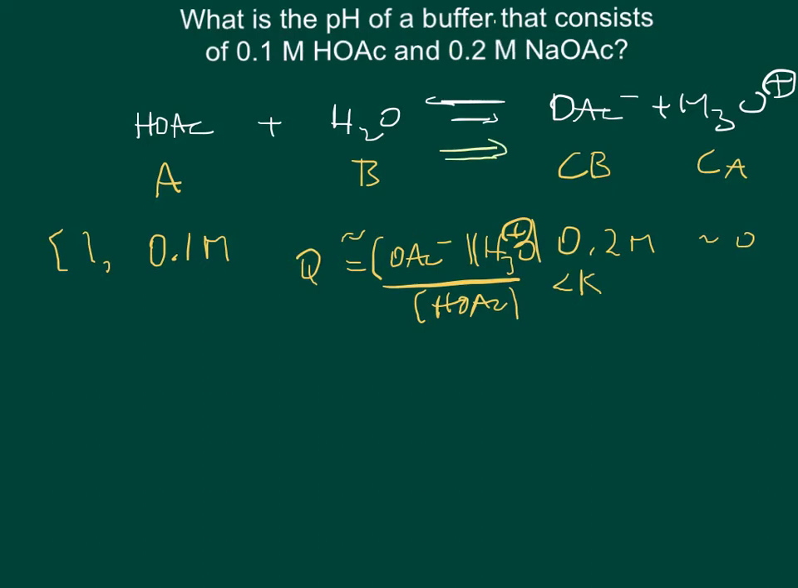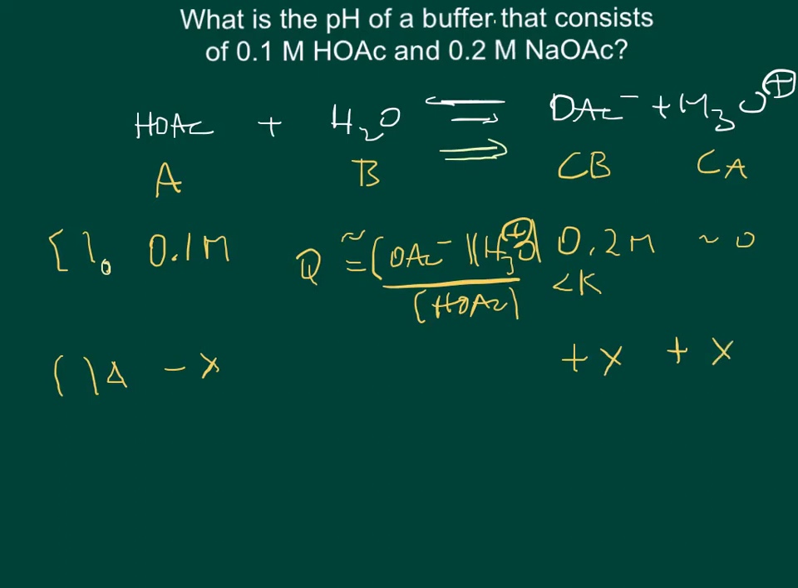And this leads to a change in concentration. We're going to say that the acetic acid concentration is going to decrease by some quantity. We'll call it X. The acetate ion concentration is going to increase by X, and the hydronium ion concentration is going to increase by X as well.